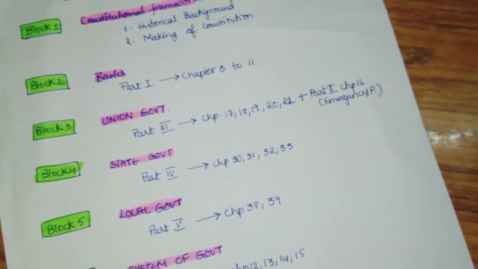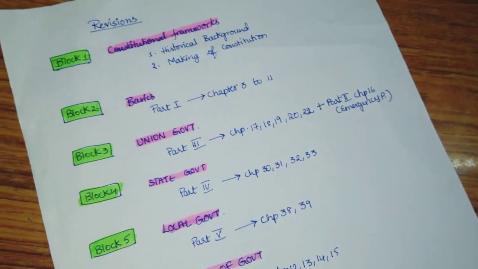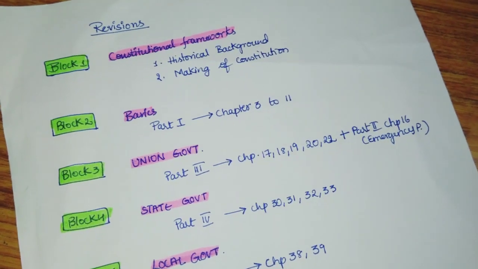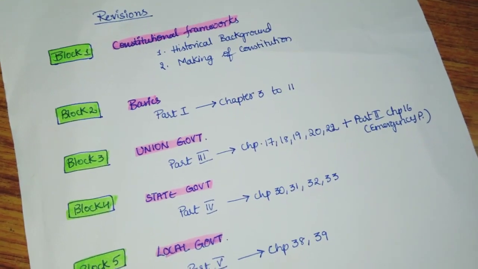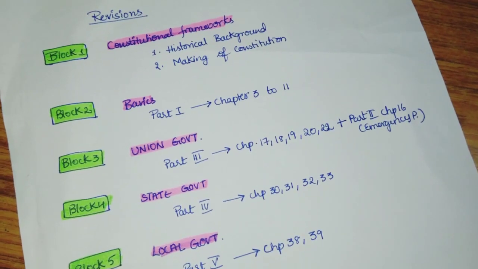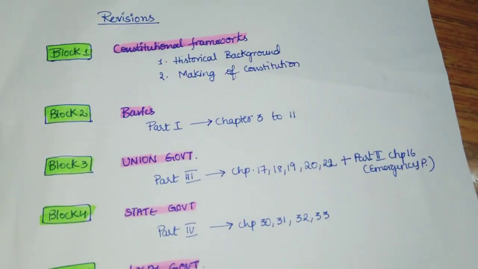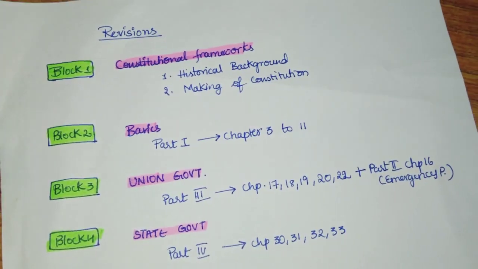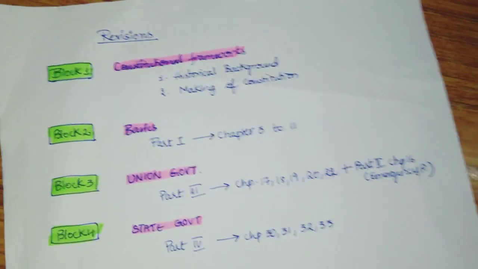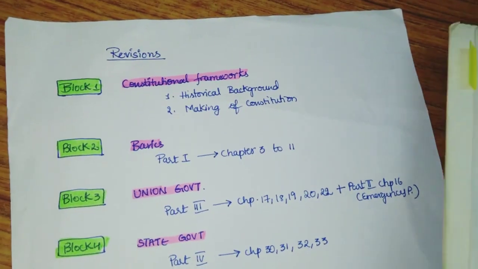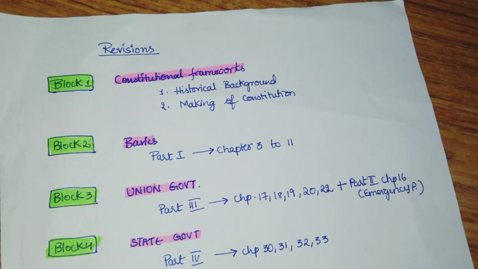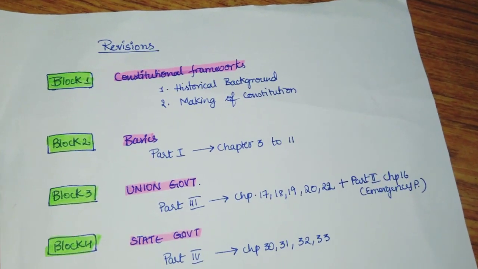Here I have divided the different chapters into 10 blocks. In this manner you can revise your polity and the entire Laxmikanth book in only 10 blocks, and I have arranged them in priority order. The first block is the constitutional framework. Here we have the historical background and making of the constitution. These are from part 1, right? Please keep your Indian polity book with you so that this will make sense. So block 1 is the constitutional framework.